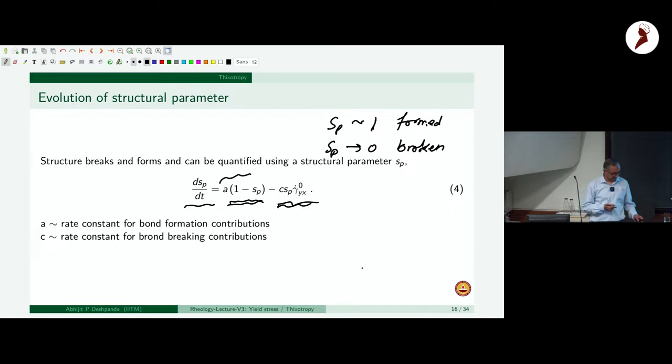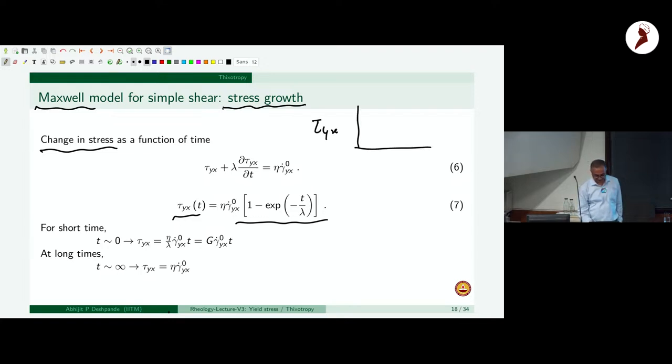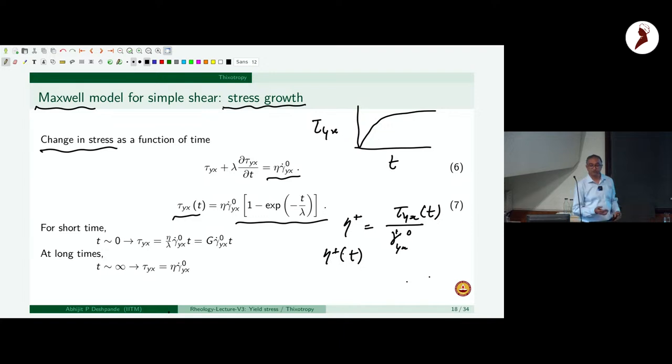So that you can then start describing the overall rheological response of the material system. And just to illustrate this with a simple Maxwell model for stress growth, right? Stress growth implies you apply a constant strain rate and look at stress as a function of time. For the Maxwell model, it's an exponential increase. At a constant strain rate, tau yx as a function of time is basically an increase in viscosity. Because you're applying a constant strain rate, it's a first order ODE, so you will get an exponential function. You can define a viscosity called the stress growth viscosity, which is tau yx divided by gamma dot yx, and this is a function of time. So eta plus itself is also a function of time.